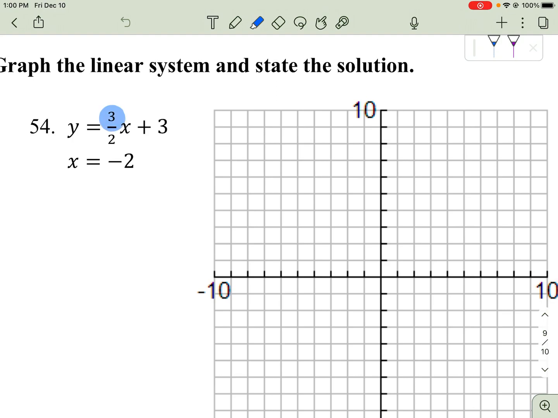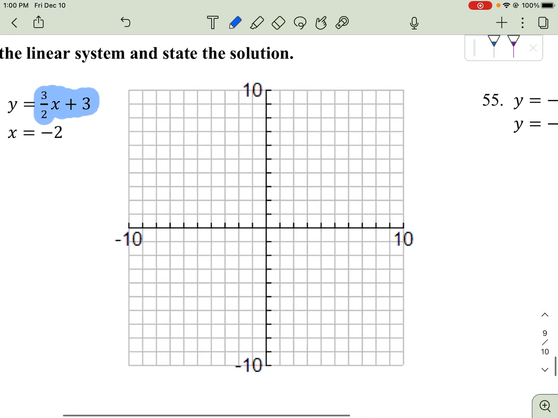So this is where we graph both of these equations. So I'll graph that one in blue, and then I'll graph the other one in a different color, and we got to find the intersection points. So let's graph this line.